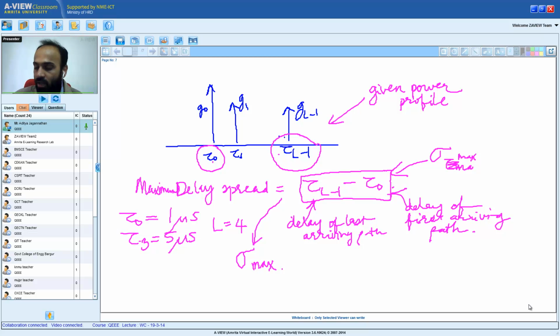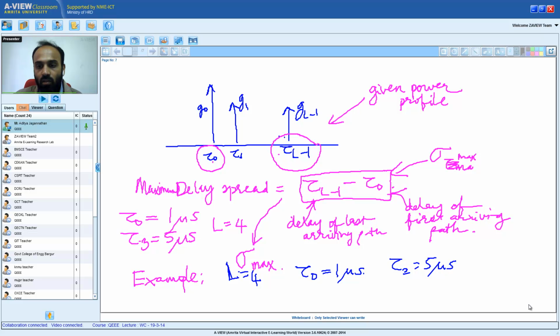So the example I am giving is as follows. We have L equals 4, tau 0 equals 1 microsecond, tau 3 equals 5 microseconds. What is the delay spread? What is the maximum delay spread?